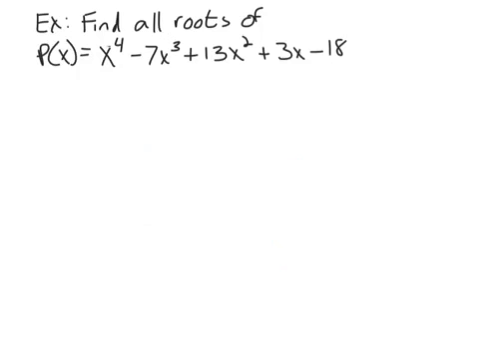Alright, here's our example. I want to find all the roots of this function, x to the fourth minus 7x cubed plus 13x squared plus 3x minus 18. So we need to come up with a list of possible roots, and we want to figure out possibly how many positive and how many negative we're going to deal with. So Descartes' rule of signs we do first. We count the number of sign changes.